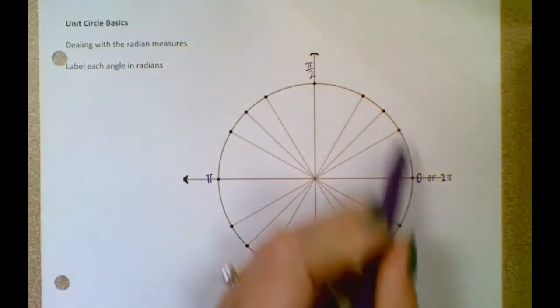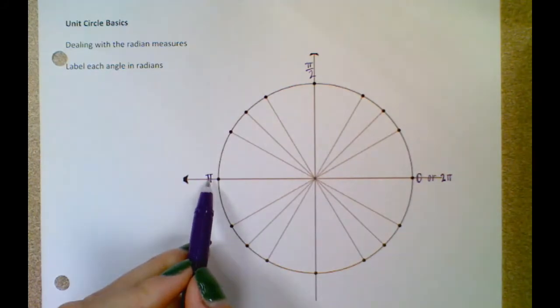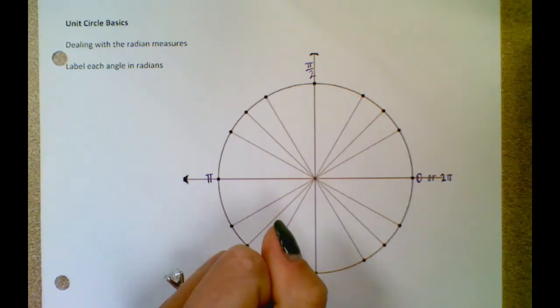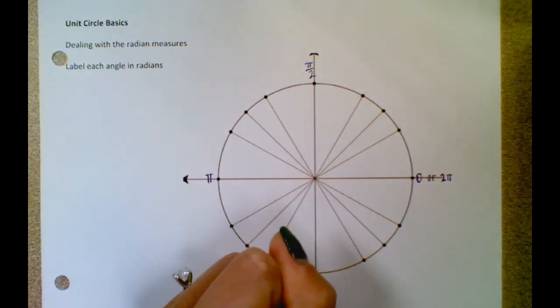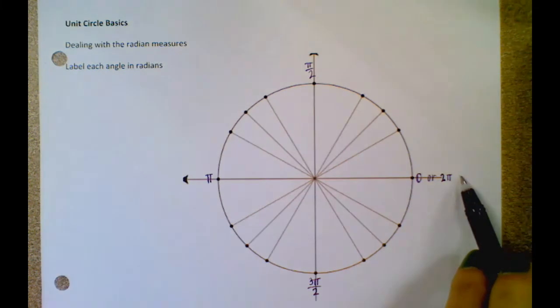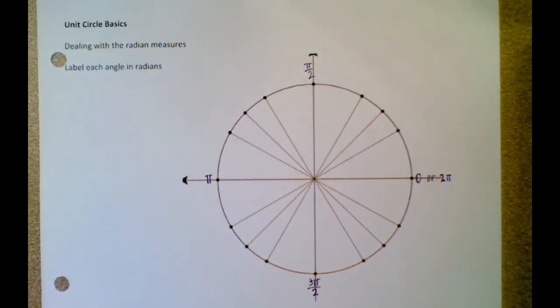So we have 0, 1 half, 2 halves. 2 over 2 is 1. That's how that reduces, which would make this 3 halves, so 3 pi over 2. And then we would have 4 pi over 2. 4 divided by 2 is 2. That's where that 2 pi comes from, okay?